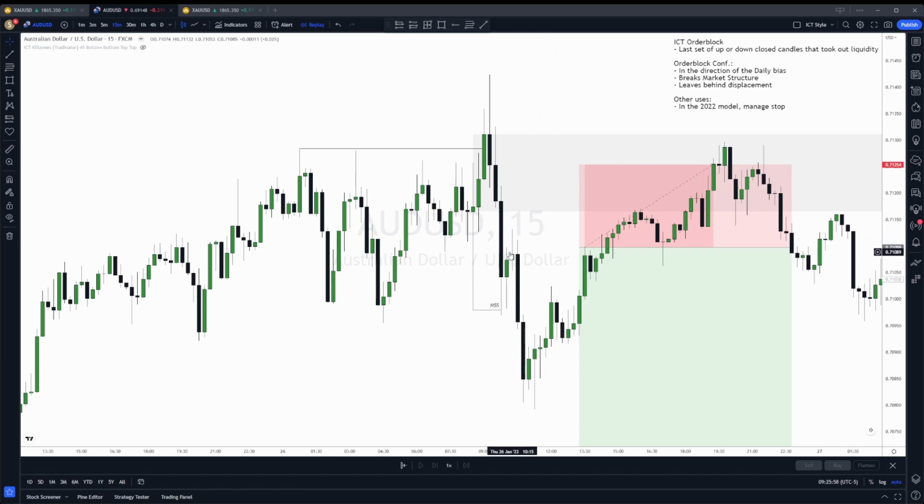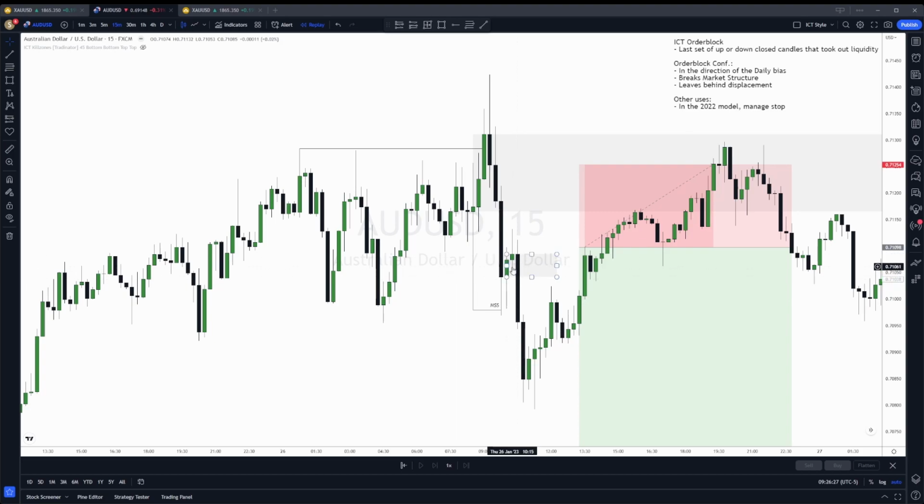What do we see here? If we just read this sentence once more, the last set of up or down closed candles that took out liquidity is an order block. So what do we have right here? Is this a valid and high probability and strong order block? No, it's not. But this is a form of order block that you can actually use to manage your position. Because what do we have here?